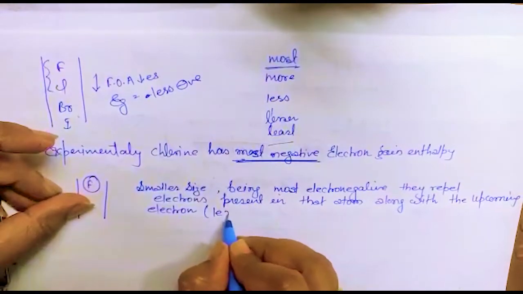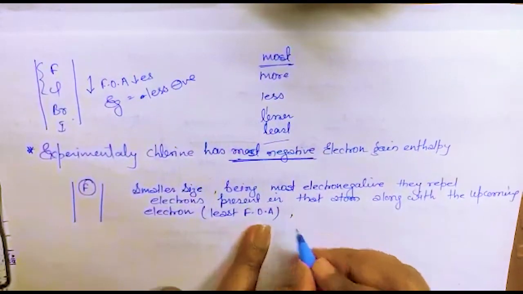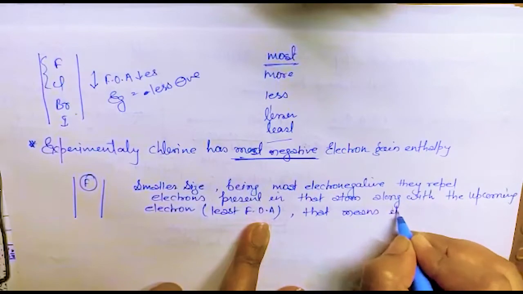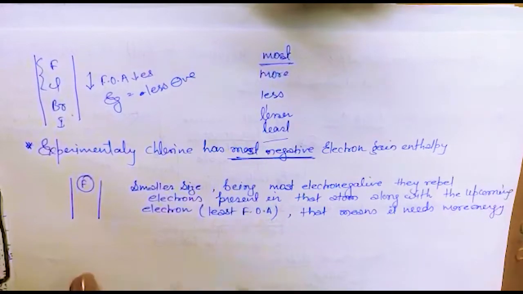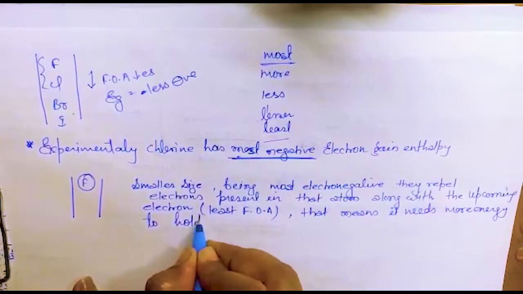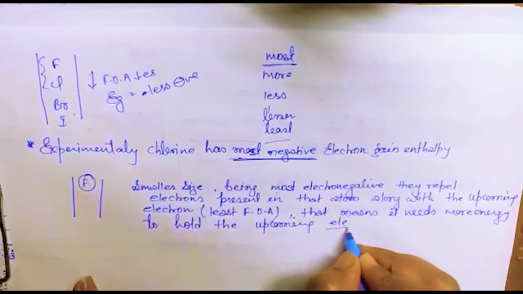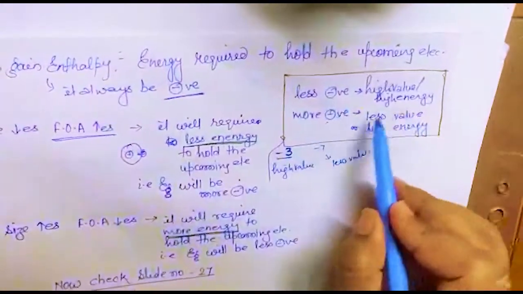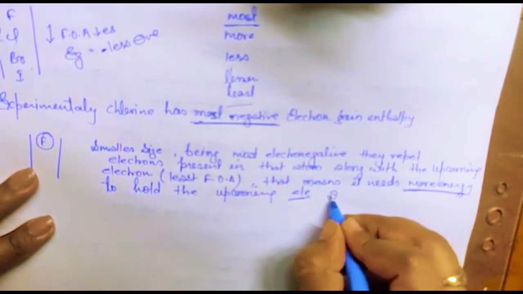So that means least force of attraction. If least force of attraction, that means it needs more energy to hold the upcoming electron, isn't it? Yes. So if it is more negative, what will it be? More negative, that means less value. Got it?